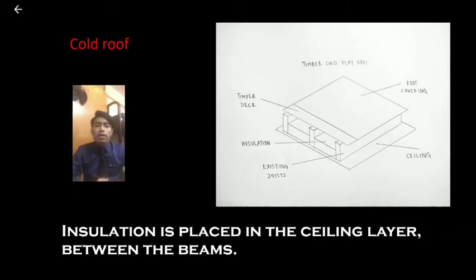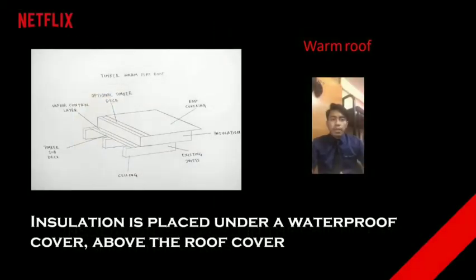Thank you, Alif. For cold roof, the insulation is placed in the ceiling layer between the beams. For the example, you can look at the picture that we present. And then, for warm roof, the insulation is placed under a waterproof cover above the roof cover. That's all from me. Thank you.